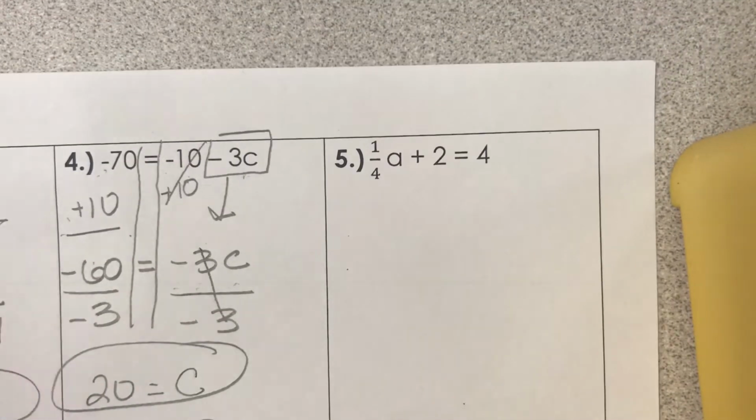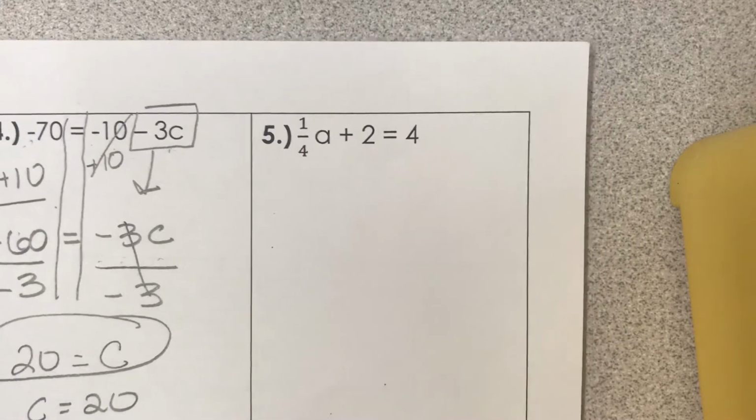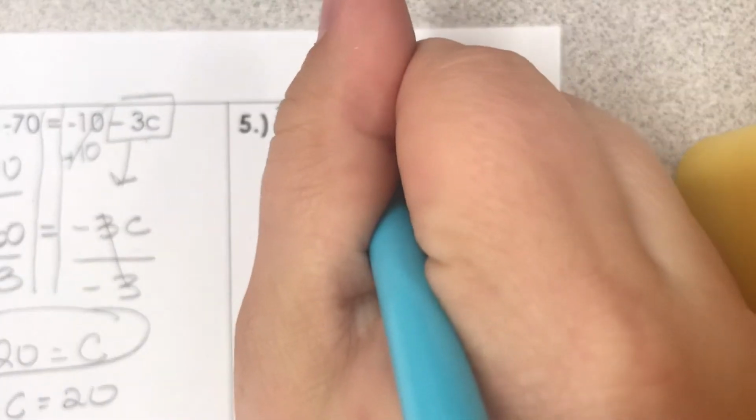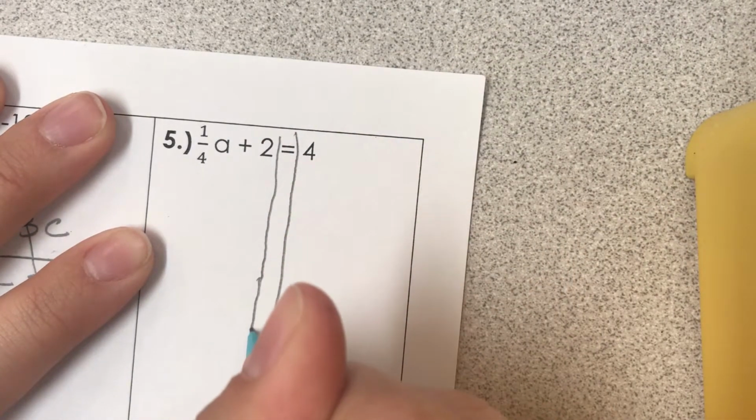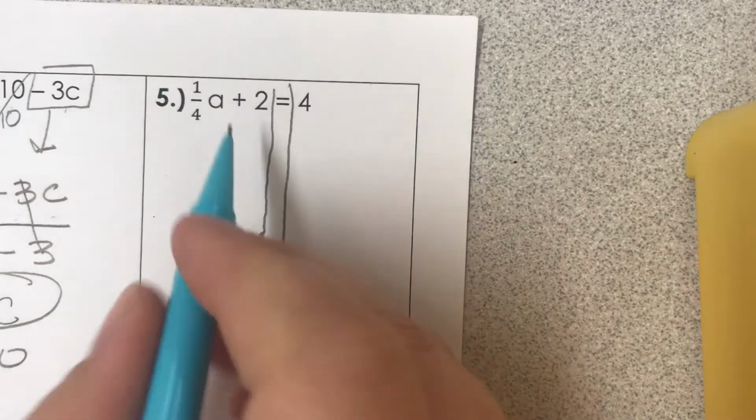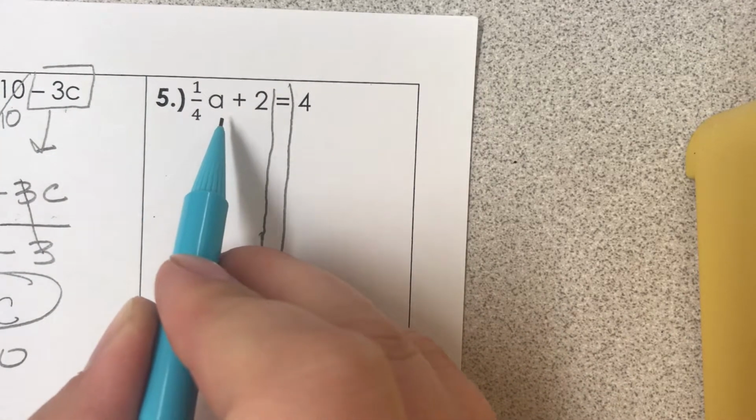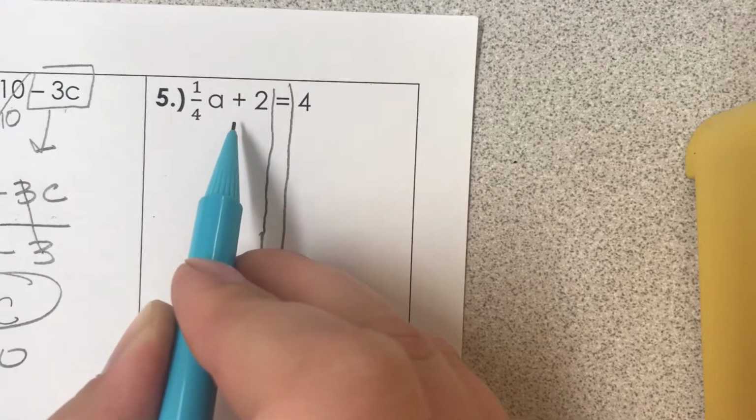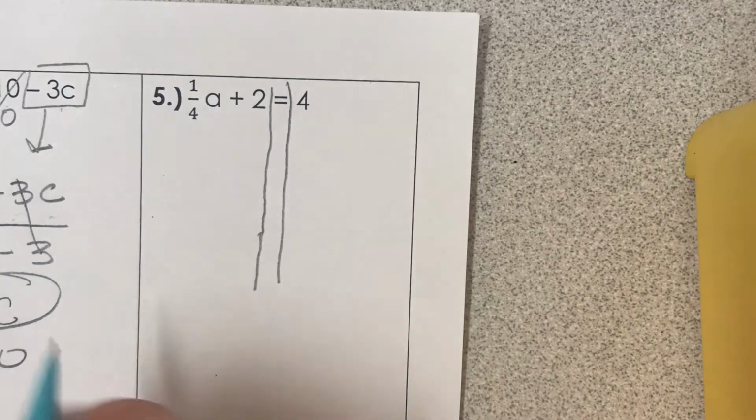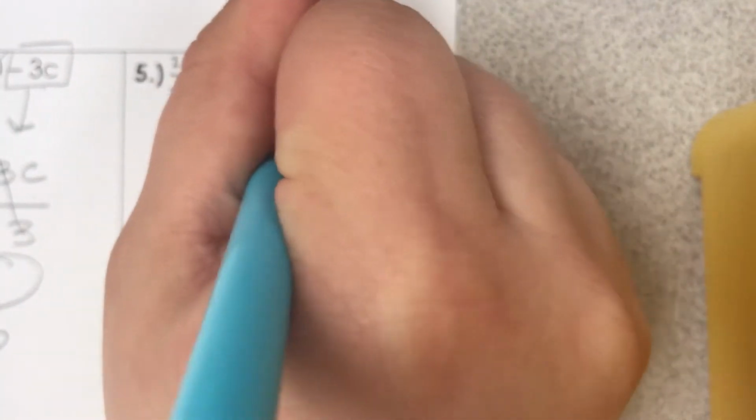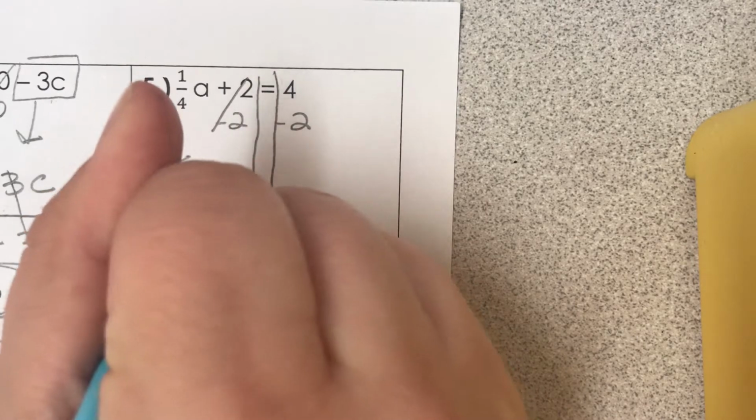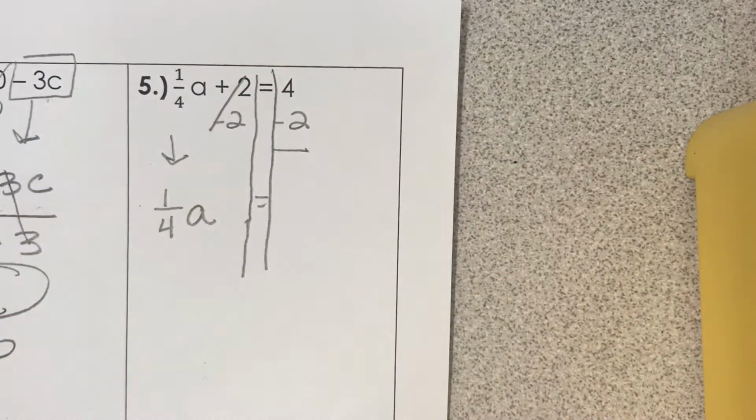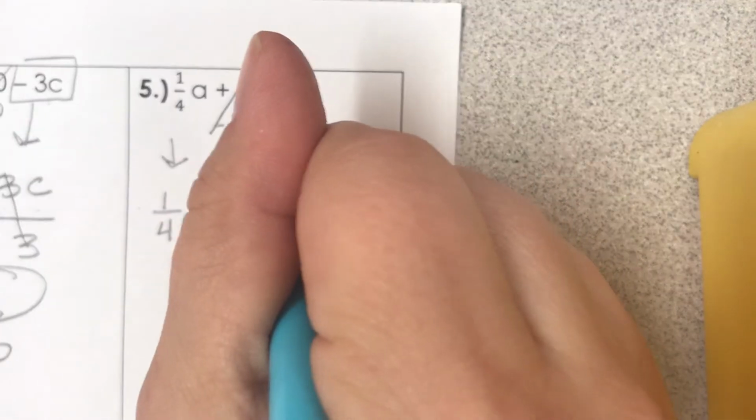Last problem. I have 1/4 a plus 2 equals 4. So I'm going to make sure I draw my line on both sides of my equals to keep things lined up. I'm going to start on the side with my variable. I'm going to undo the number by itself first. So this is plus 2. The inverse operation would be to subtract 2. A +2 and a -2 is 0. I will bring down 1/4 a equals 4 minus 2, which is 2.